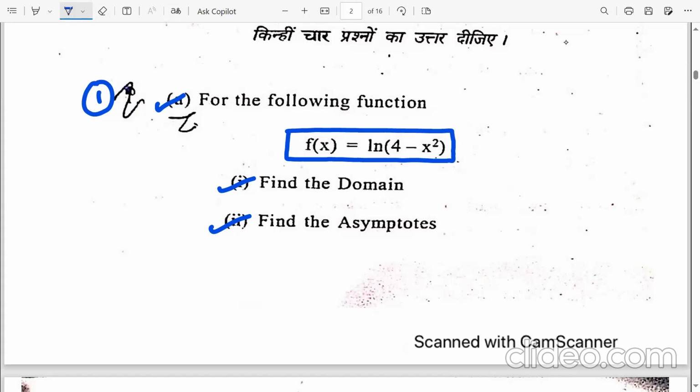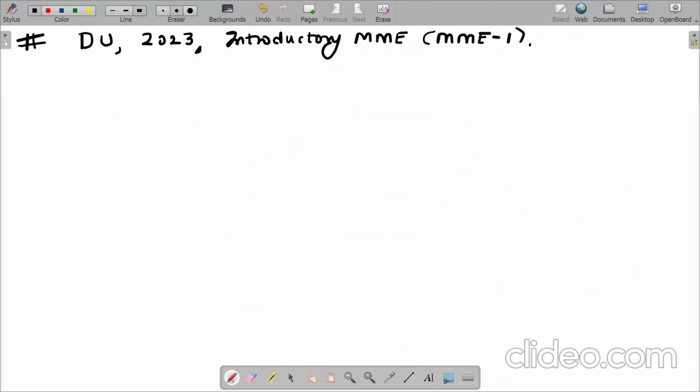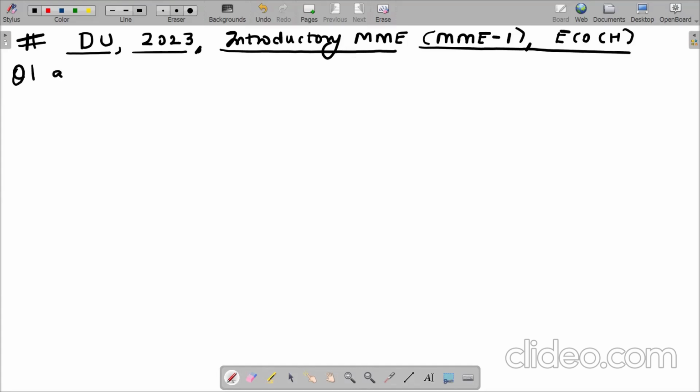Okay, so if I come to the whiteboard, I'm just writing the main heading for completeness. We are looking at Delhi University 2023 question paper for the introductory mathematical methods for economics course. I also call it the MME-1 course. And this is for all those students pursuing economics honors from University of Delhi. So let's look at question 1. Let's look at part A.